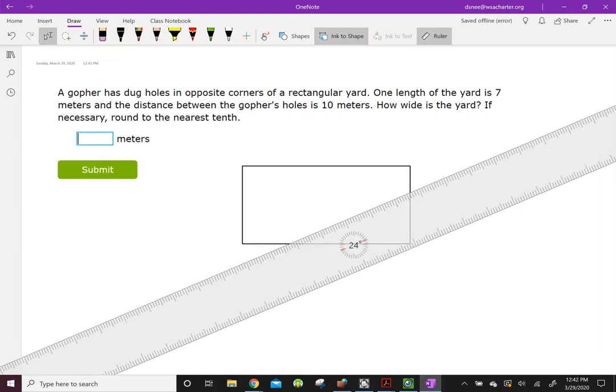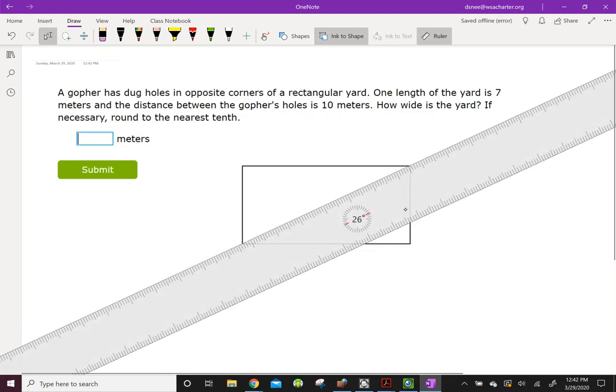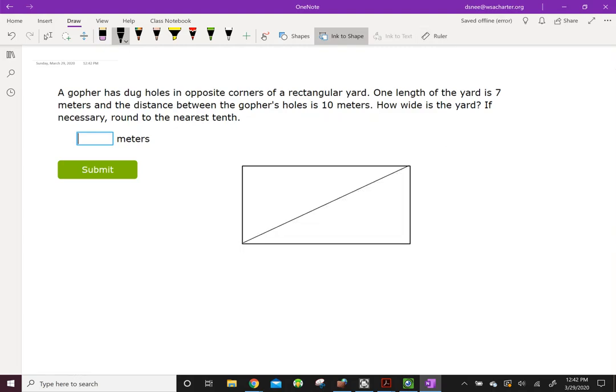One length of the yard is 7 meters, and the distance between the holes is 10 meters. All right, so I'm going to do this right here. Let's see, the gopher dug holes in opposite corners. That's pretty important. So the holes are here and here. One length of the yard is 7 meters, so 7 meters. And the distance between the holes is 10 meters. Okay, this is my right angle.